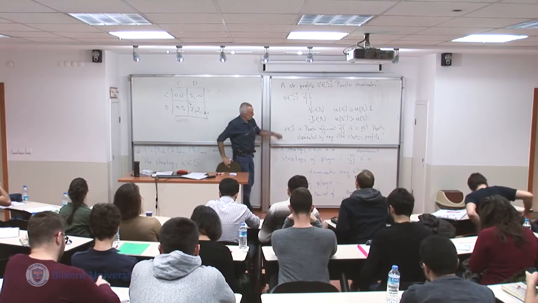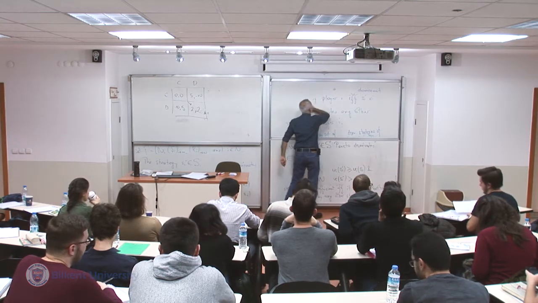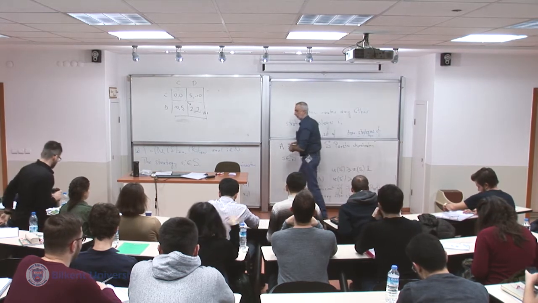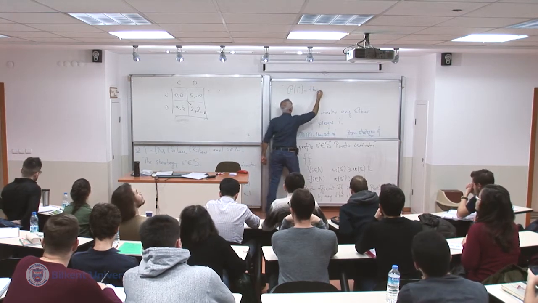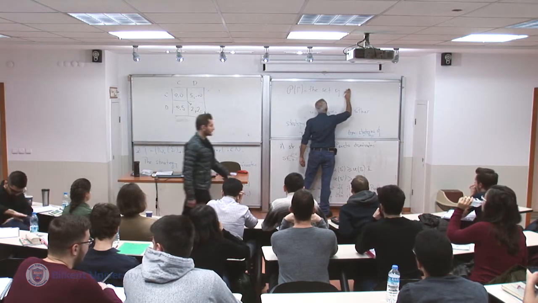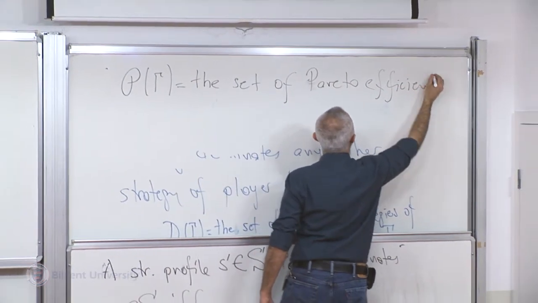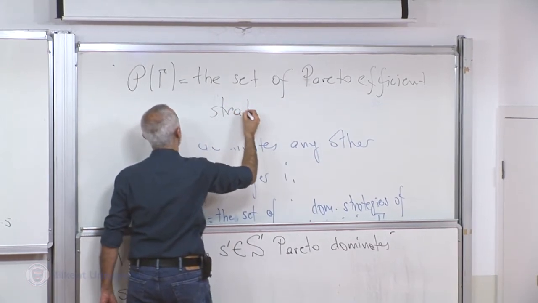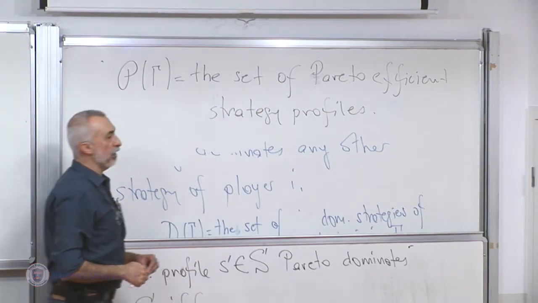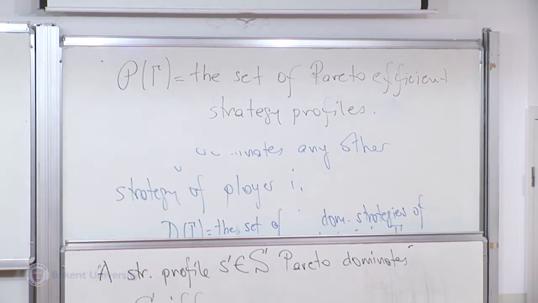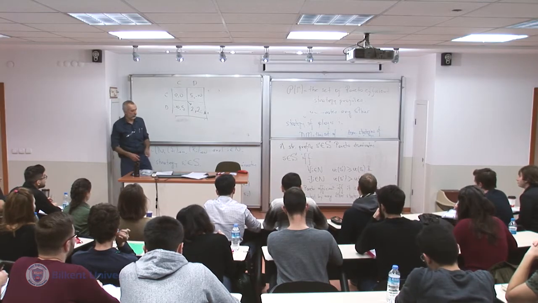Okay. One more piece of notation. I will use script P gamma to denote the set of Pareto efficient strategy profiles. Again, when we talk about Pareto efficiency, we talk about strategy profiles, not strategies. Okay? You have to be careful about that.